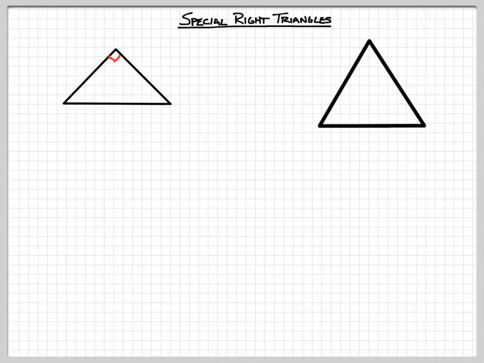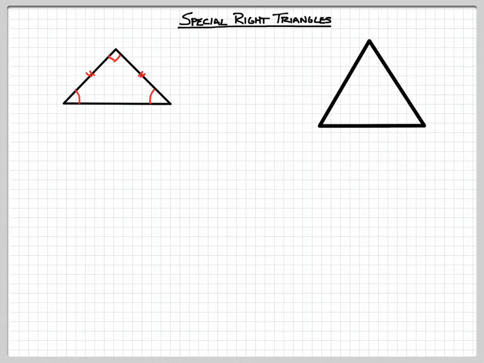So let's start with this one on the left. We've got a right triangle here, and this is an isosceles right triangle. We can see that the right angle is at the peak. So the two sides are equal, the two legs are equal, which also means that the base angles are also equal. Basic definition of an isosceles triangle.